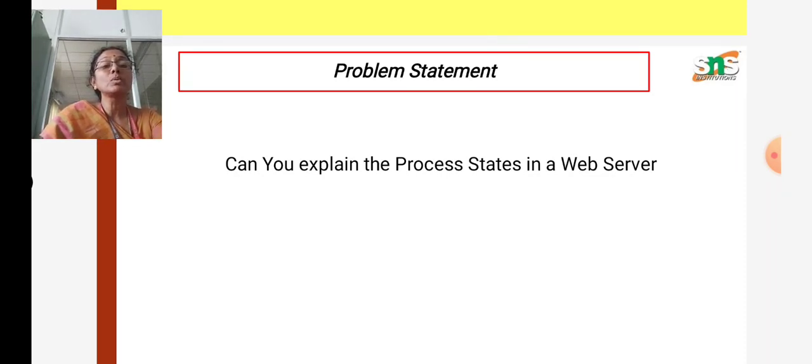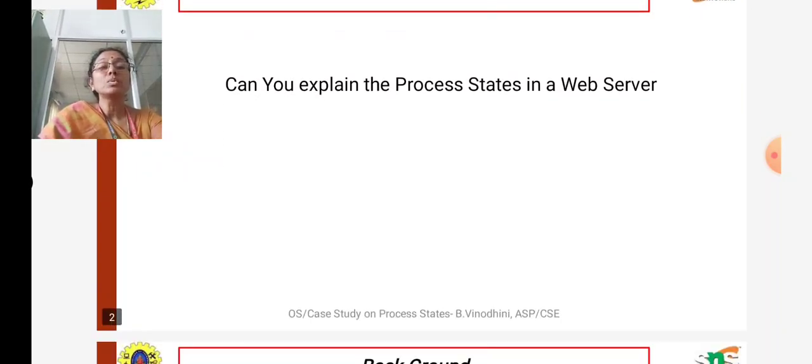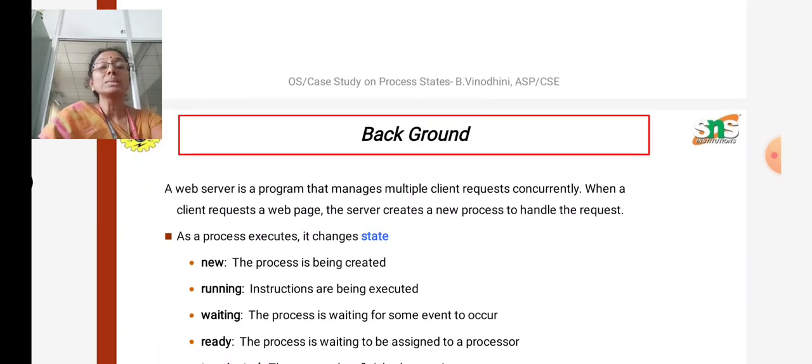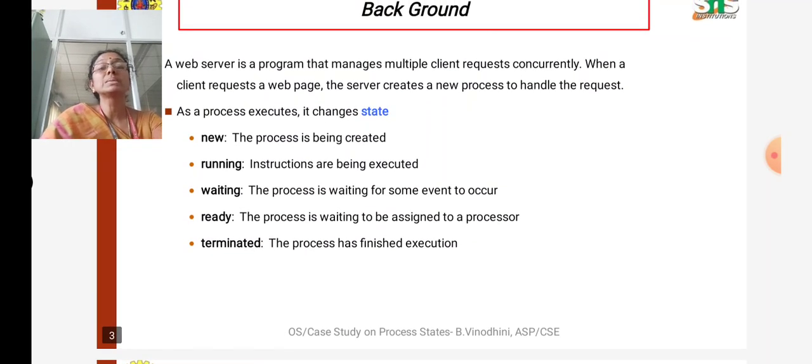We already use web servers daily, where the process states are designed for the web server. This is the problem statement. What is the background? The web server is a program that manages multiple client requests concurrently. When a client requests a web page, the server creates a new process to handle the request. This is the normal flow, the normal background of any web page request. So the web server creates a new process for the client request.